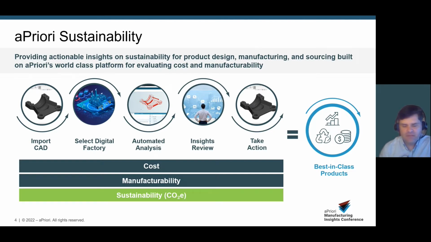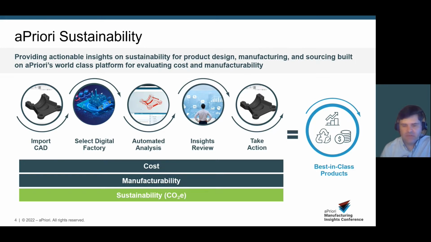When we look at sustainability at aPriori, we're really leveraging what we already do. Might be very familiar to many of you, but we take that CAD drawing, we extract the geometry from that CAD drawing, we select the digital factory, we do automated analysis, we insert view, and then help you take action to create that best in class product.